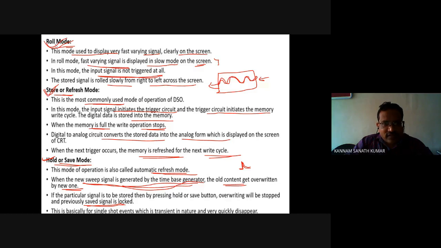It is synchronized with the time base generator. So when a new time base sweep occurs, the old data will be overwritten by the new one. Suppose you want to see the old one, what should you do? You should press the hold and save button. So whatever the overwritten data will be there will be stopped, and the previously saved data will be locked in this hold and save mode. Okay. So this is about the storage mode.